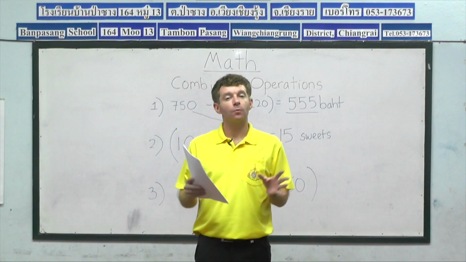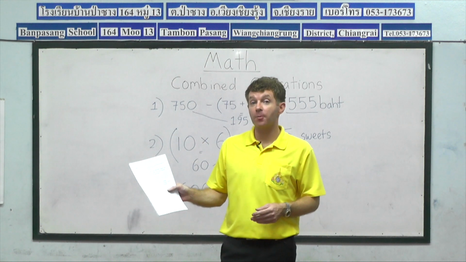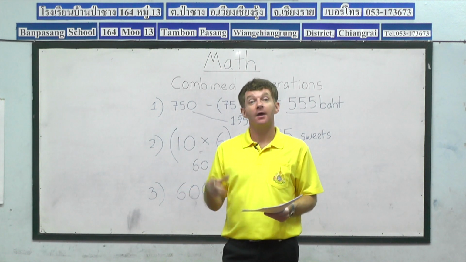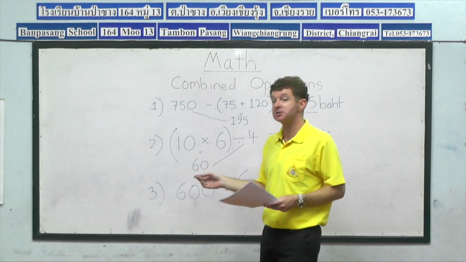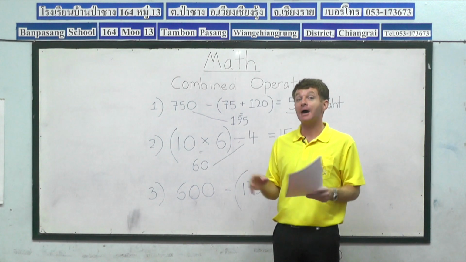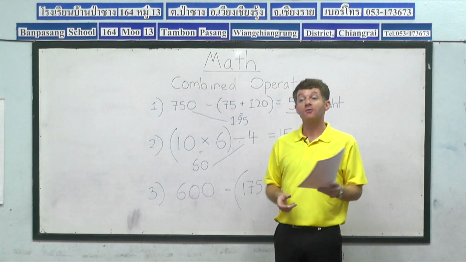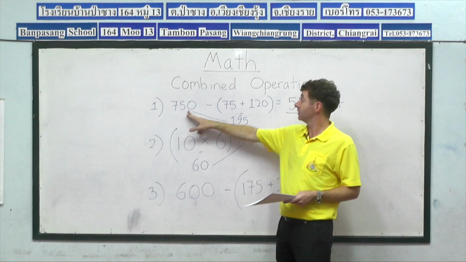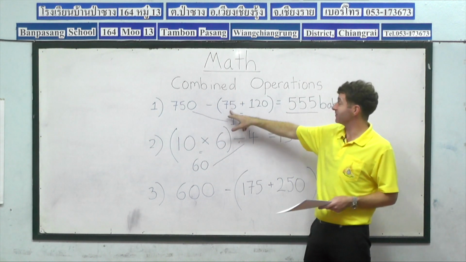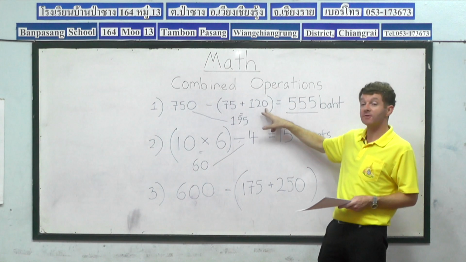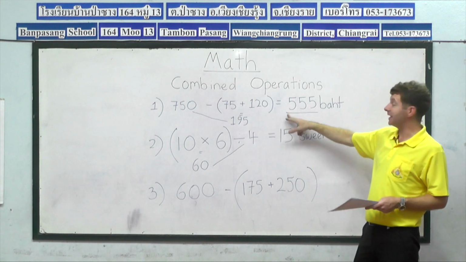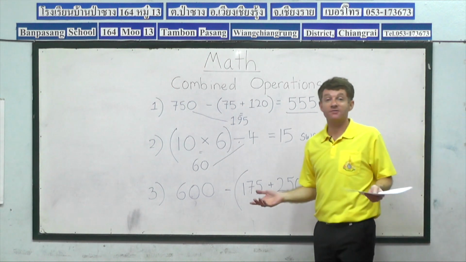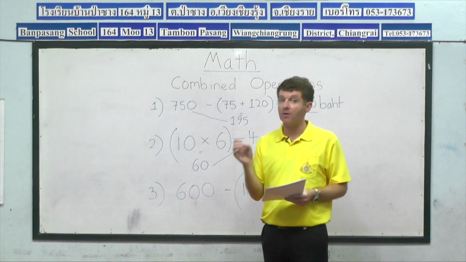Welcome back to class. We hope your students enjoyed the combined operations involving word problems and they know how to solve them. And what we've done is we've done the calculations on the board also so that you can see how to solve them if they're not sure. So guys, number 1, 750 minus 75 plus 120 equals 555. So Farsai has 555 baht left.